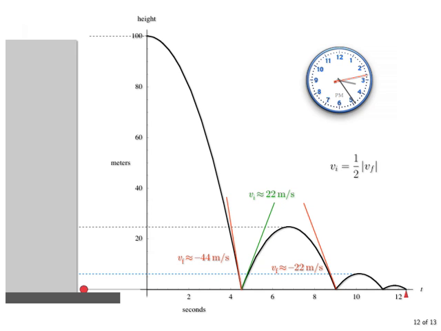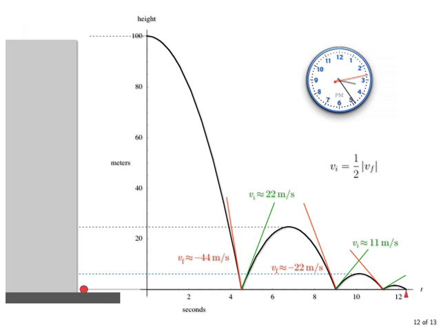Now, the ball hits the ground later, it turns out, with a velocity of about negative 22 meters per second. So the initial velocity for the part of the height function between the second and third bounces will be about 11 meters per second. And so on at each of the subsequent bounces.